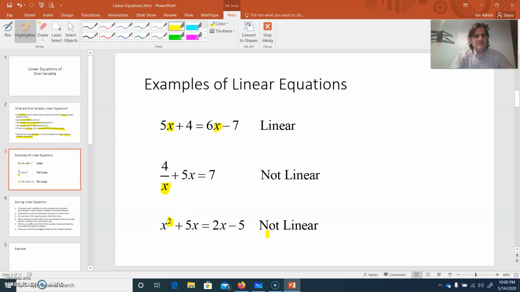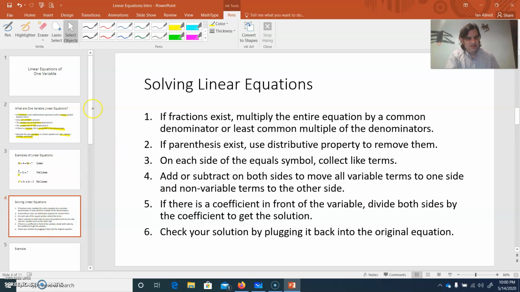And we will solve equations of these two nonlinear forms eventually. But we'll need to know how to solve linear equations before we get there. Okay, so I'm going to give you a set of steps to help you get comfortable solving linear equations. You may not have to do all of these in every equation. You'll see a lot of ifs here.